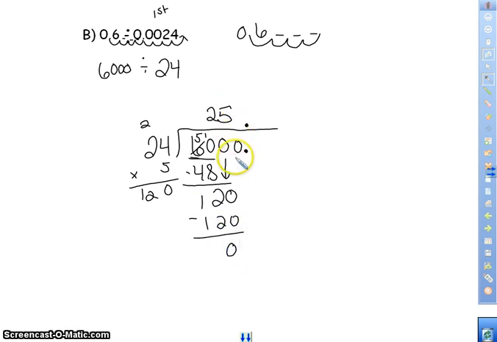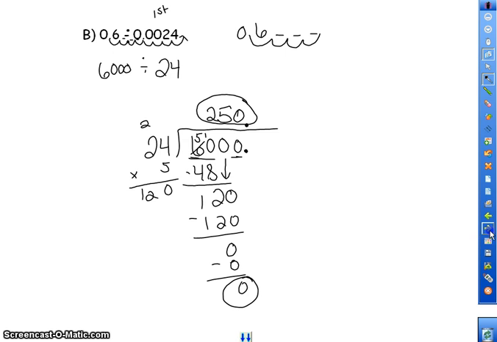Okay? And I get 120, and I subtract to get 0. Well, I'm not done yet because I haven't looked at all my numbers. So 24, does it go into 0? Goes into 0 0 times. Okay, and now I can stop because I have no remainder left. So I can be finished because I have no remainder, and so my answer is 250.